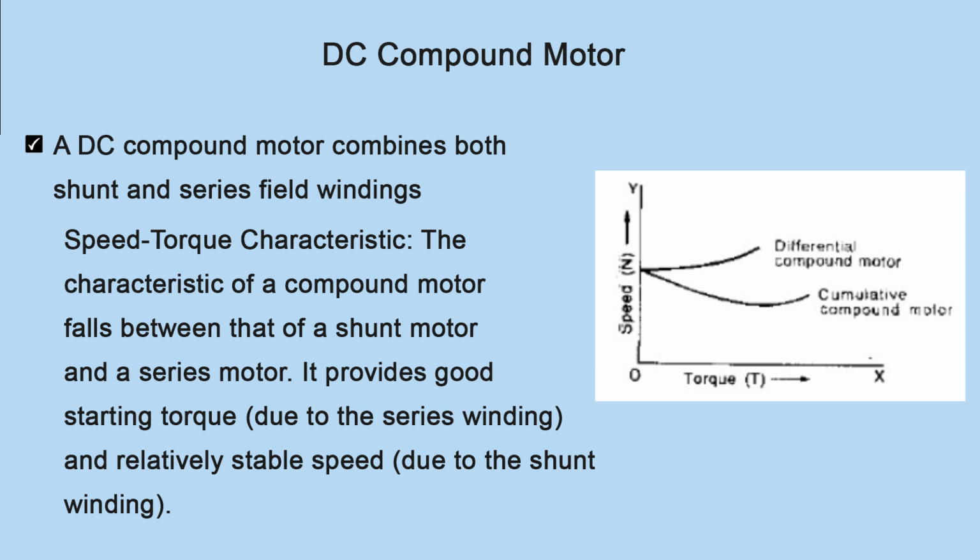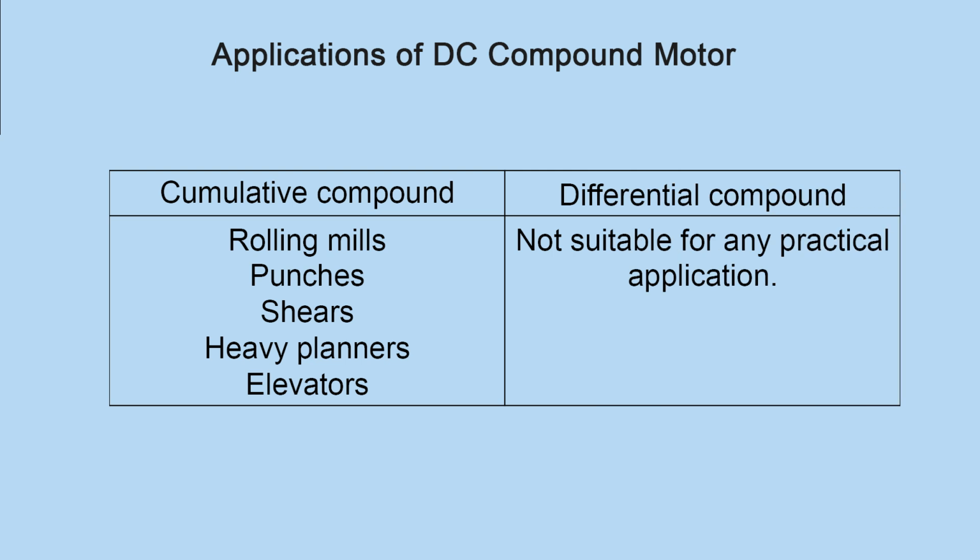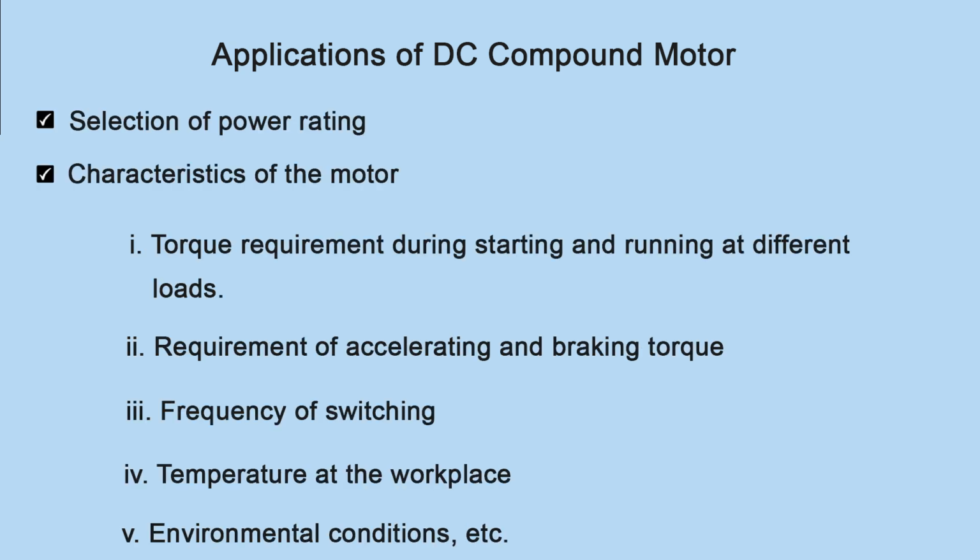Because of this characteristic, the compound motor is exclusively used in rolling mill operation, punches, shearing, heavy planers and elevators. Okay, now let us see the differentially compound motor. Speed increases as load increases. So definitely there is no practical application of a differentially compound DC motor. Let us understand the selection of a DC motor.